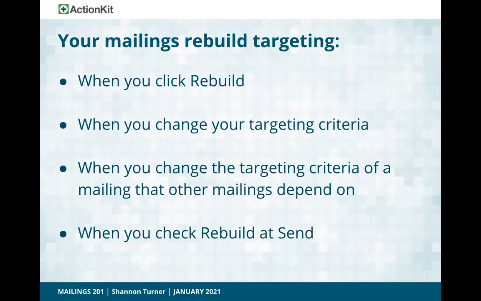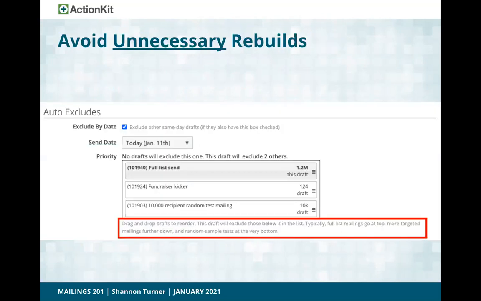So a lot of times when clients write in about a mailing that's taking a long time to rebuild, behind the scenes, what's happened is that they've made targeting changes that they didn't realize would impact other mailings and cause those processes to start all over again. I know this is a bit abstract, so let's take a look at exactly what I mean.